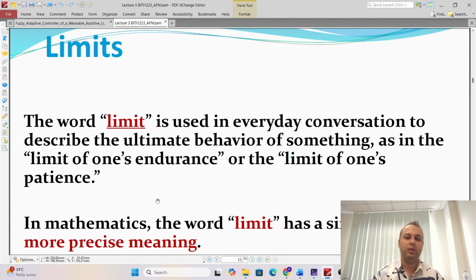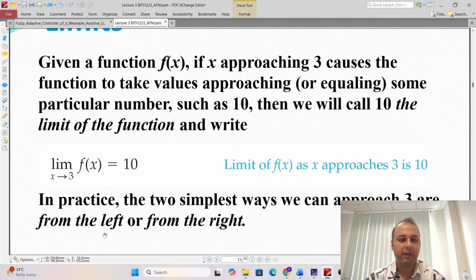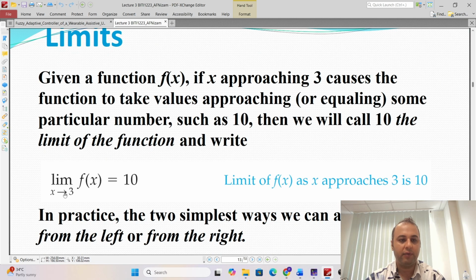Limit is a word used in everyday conversation to describe the ultimate behavior of something, as in the limit of one's endurance or the limit of one's patience. So a limit is like a barrier in conversation. But in mathematics, the word limit has a similar but more precise meaning. So in calculus we define limit like this.